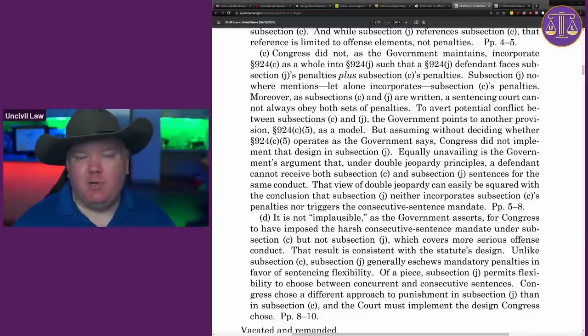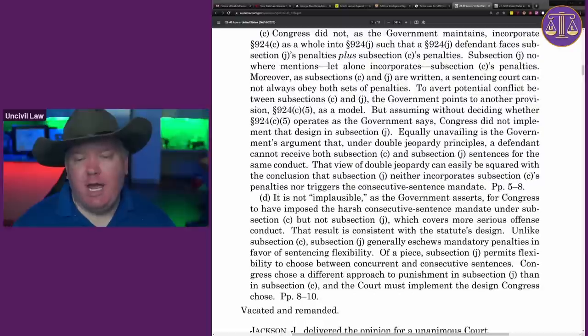It is not implausible, as the government asserts, for Congress to have imposed a harsh consecutive sentence mandate under one subsection, but not another subsection which covers a more serious offense conduct. That result is consistent with design. Unlike subsection C, subsection J generally eschews mandatory penalties in favoring a sentence flexibility. Of a piece, subsection J permits flexibility to choose between concurrent and consecutive. Congress chose a different approach to punishment in subsection J than in subsection C, and the court must implement the design.